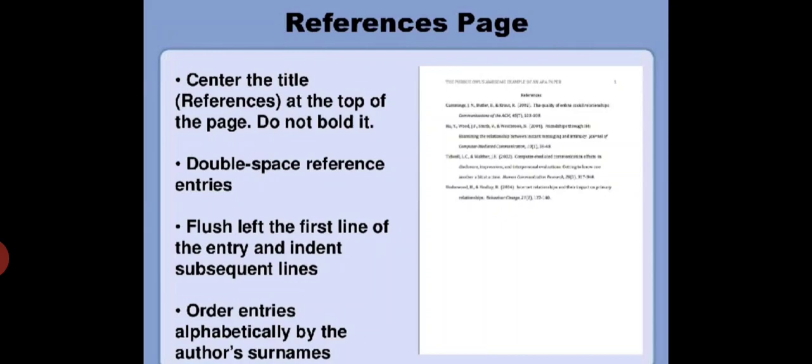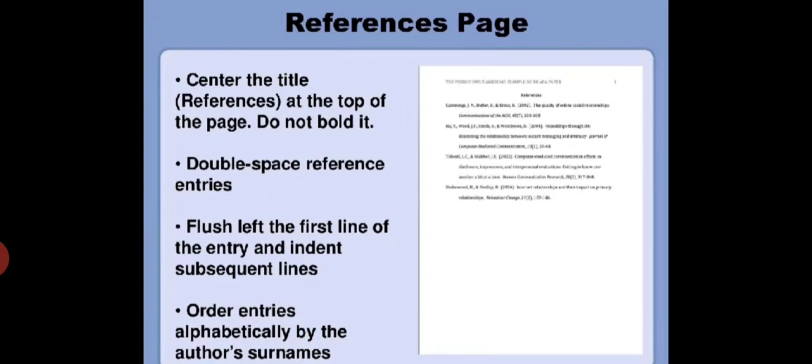Next is the reference page. Reference the title, center the title, references. So in some other styles, like MLA or Chicago, we write bibliography, but in APA style we write references. At the top of the page, do not bold it.